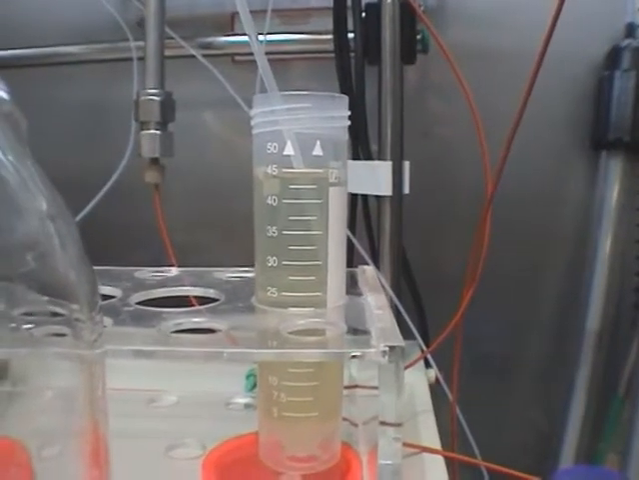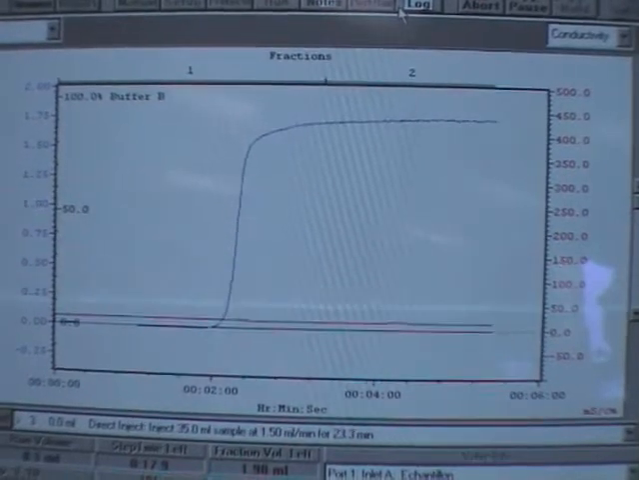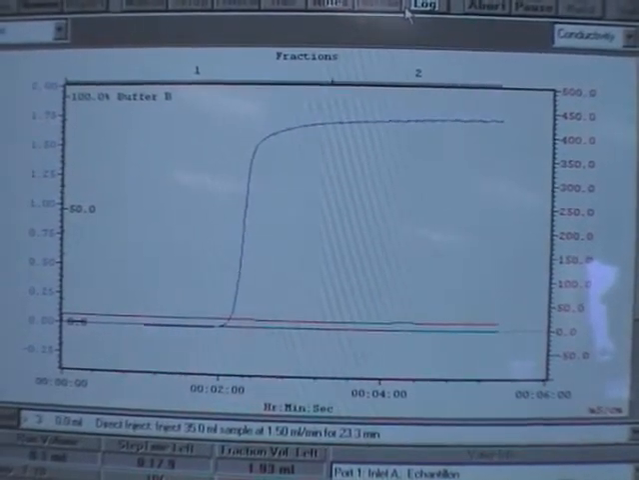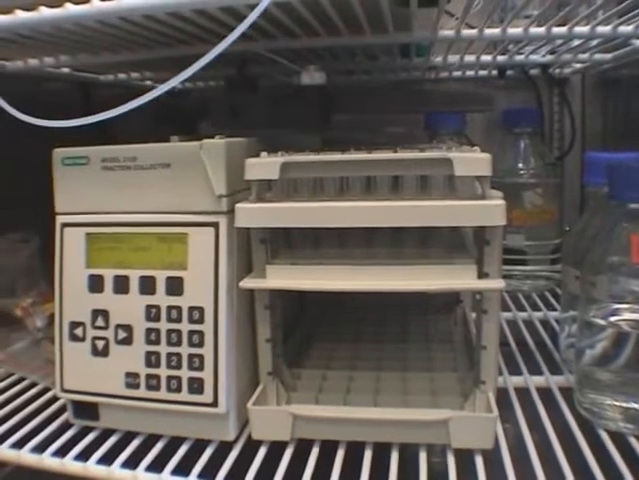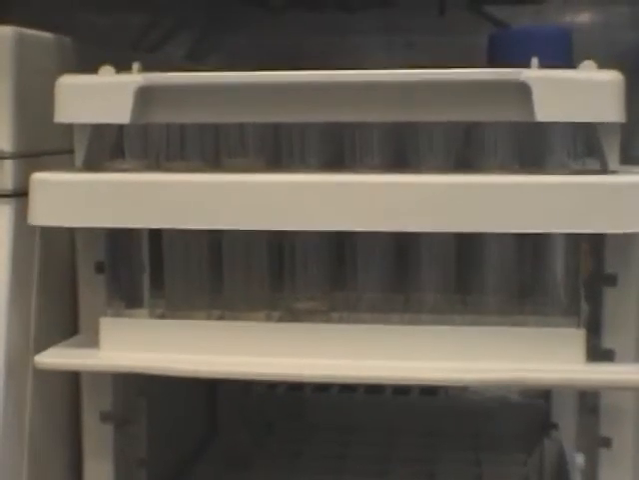The separation of the mixture is followed on a screen, and the isolated molecules are recovered and fractionated in a series of test tubes. The first step is complete. The protein is pure. Let's continue to its crystallization.